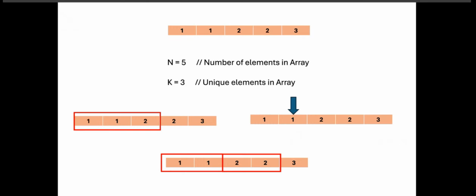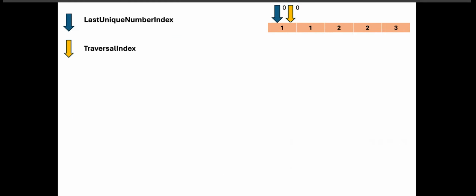Now let's use this property of the ascending array and see how we can find the next unique element and move this cursor to place the unique elements as we encounter them. So let's say this is the input array. We will initialize two indexes. The first index is the last unique number index, initially initialized to 0.